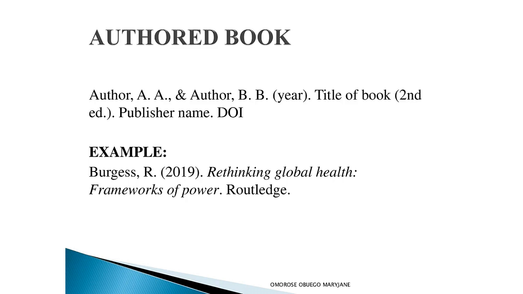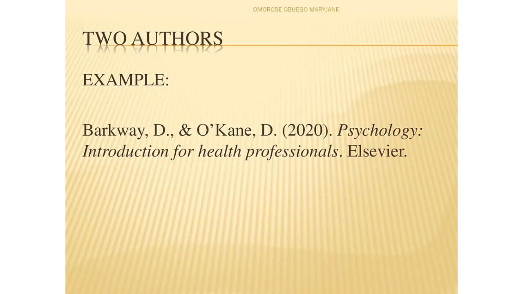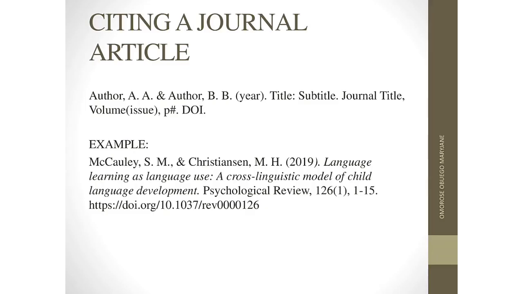If you are citing two authors, as I've said, this is an example of how you can cite for two authors. If you are citing a journal article, all you need to do is to write the author's name first, followed by the initials, then the year. The next thing you write is the title. If there's a subtitle, include it.